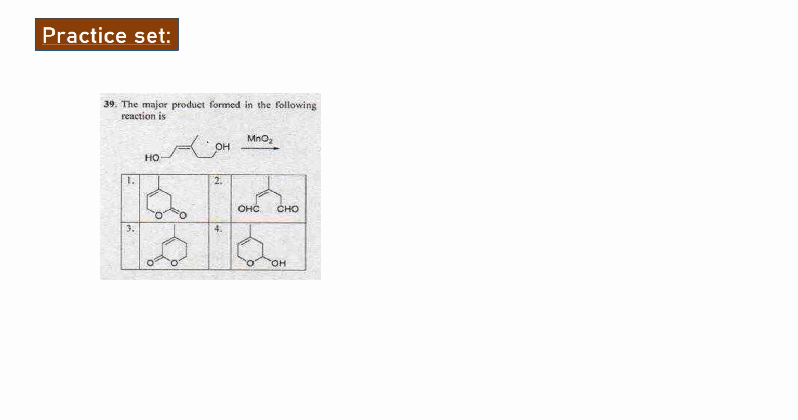Just for a recap, I say MnO2 usually selectively oxidizes the allylic alcohol. So this allylic alcohol will be oxidized to give this aldehyde. After that, this OH will attack this aldehyde group and this will open.